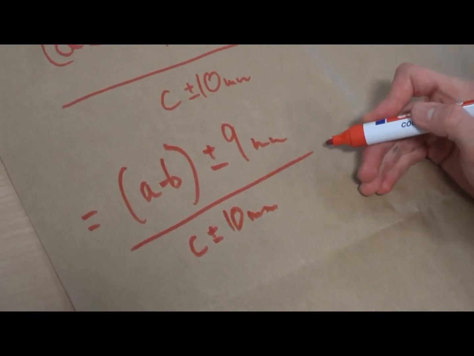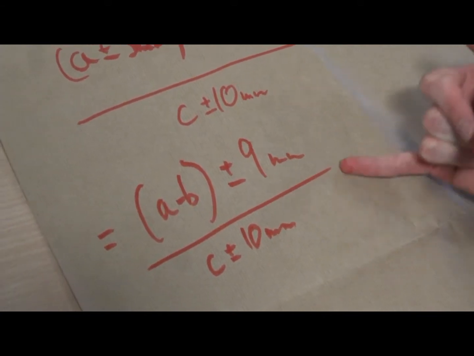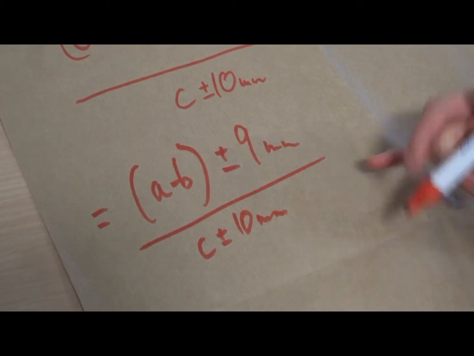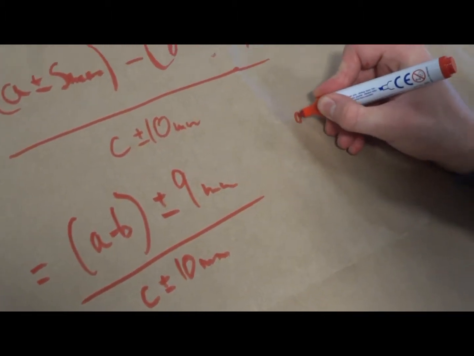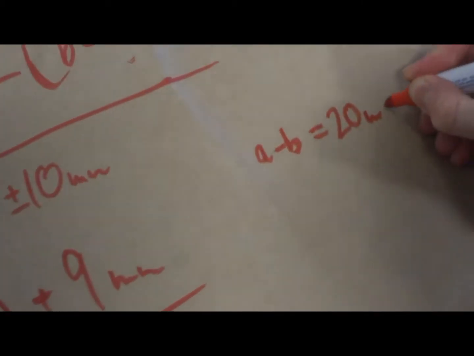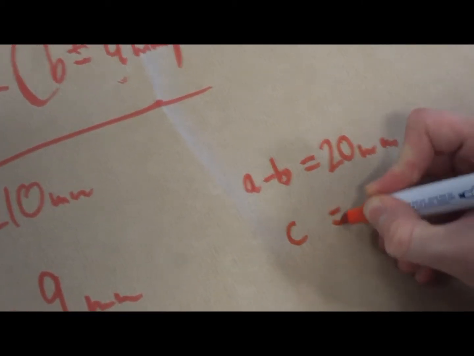Now we've got division. Division and multiplication both work the same way here, but they're a little bit more complicated. You need to look at percentage errors. So, let's say that A minus B was measured to be 20, and that C was measured to be 40.